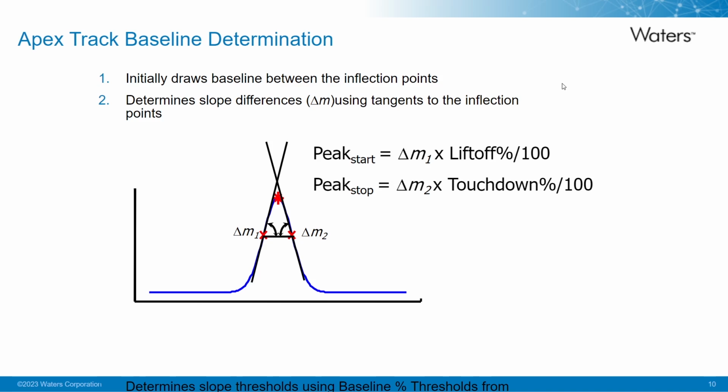If I put in 100, then it would be delta M1 times 1. So essentially, the peak start would be at the inflection point, which is probably not what you want, but it's allowable. If I put in 0 for the liftoff percentage, then 0 times delta M1 is 0. So the baseline for this peak is going to start somewhere down in the baseline noise. So it's a very simple parameter to adjust. If you feel that the peak is starting or stopping too far away from the peak, you can raise these values. If you feel that it's starting too far in the peak, then you can lower these values. It's a very simple parameter to adjust.